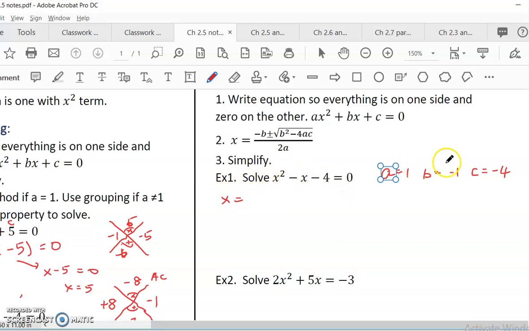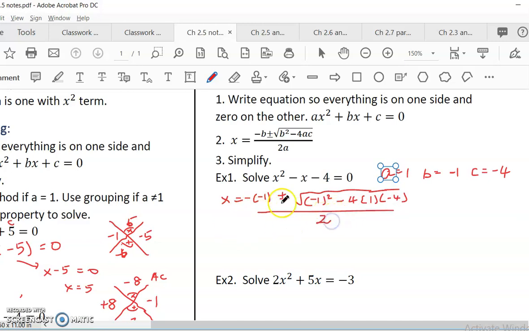X equal to negative b, negative of negative 1. So you can write down negative of negative 1, plus and minus. So in essence, it becomes 1, right? Negative 1 squared. So remember to do negative 1 whole, squared. So this becomes a positive number also. Minus 4, a is 1, c is negative 4. Okay. All over 2 times 1.